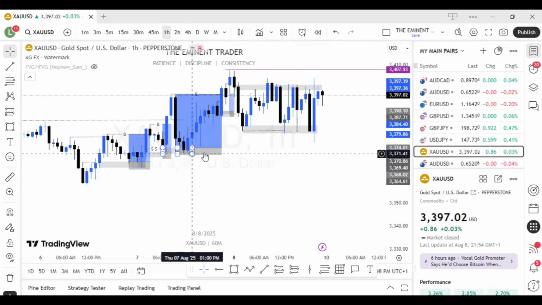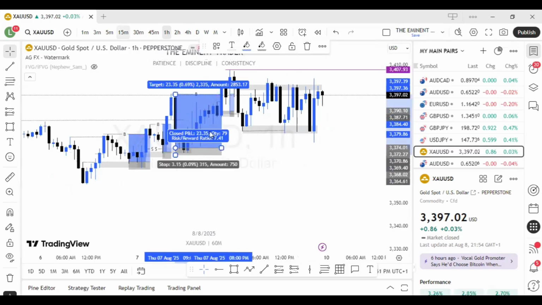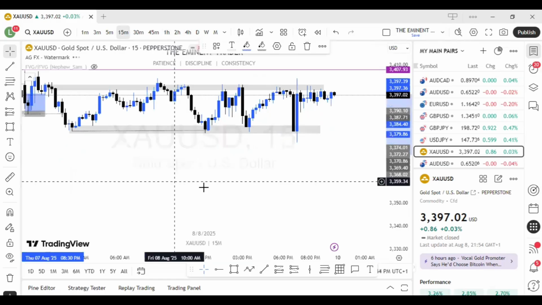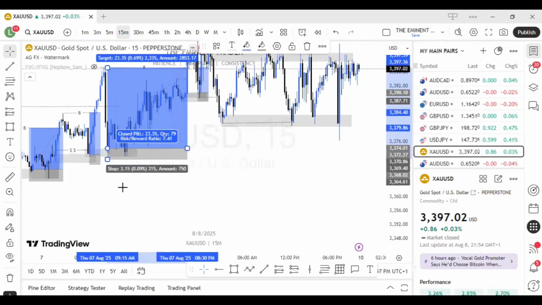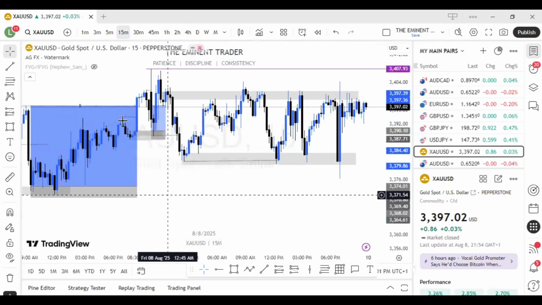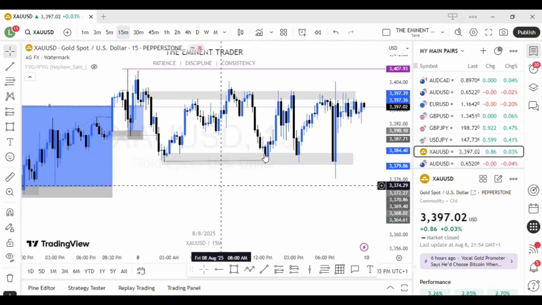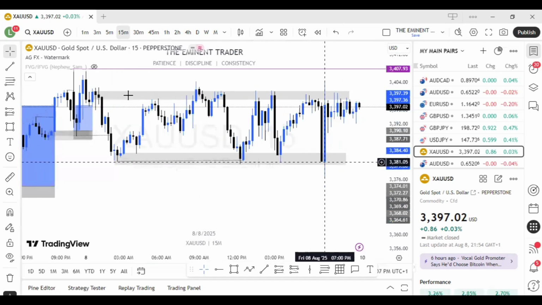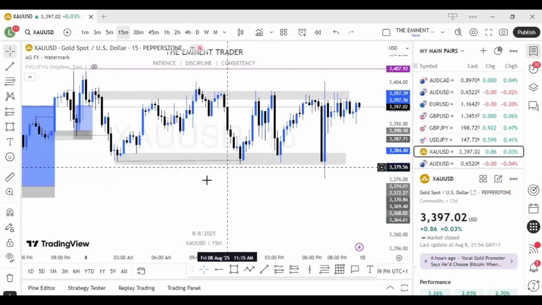Because this was the last, let me delete this one. This was the 7-hour trade. How did I get it? I picked it on the 15 minutes. You can see, picked it on the 15 minutes. Same thing here. But this cleared everything. So it was consolidating on Friday.